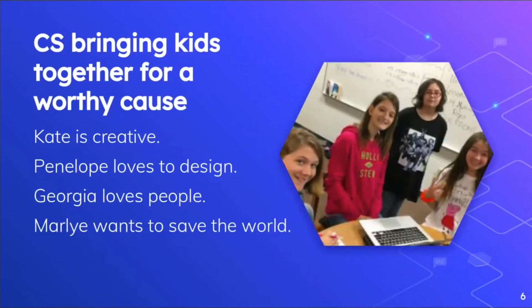So this is, I just had to include this picture. This group right here, they're in charge of marketing and being the liaison between the group and our building administrator. Kate is in this picture. She is super, super creative. She comes up with ideas that I would never imagine. Penelope is an incredible designer. She does a lot of digital design, so that has come in handy. And Georgia loves people. She can talk to anyone, and it's the craziest thing I've ever seen. And Marley basically wants to save the world, so she jumped aboard and is doing a fantastic job with this.